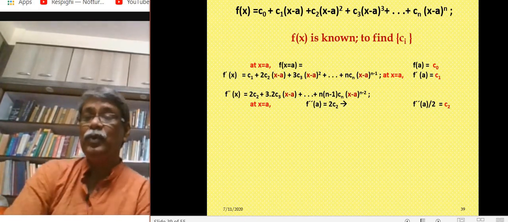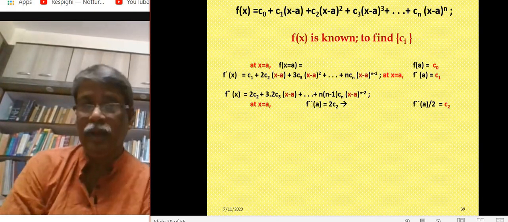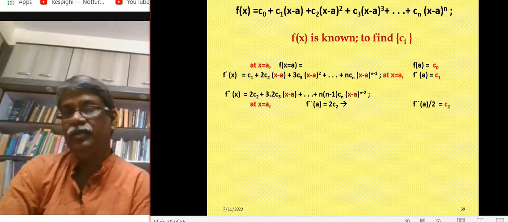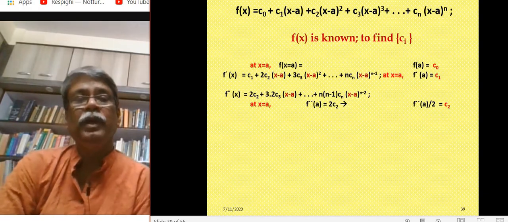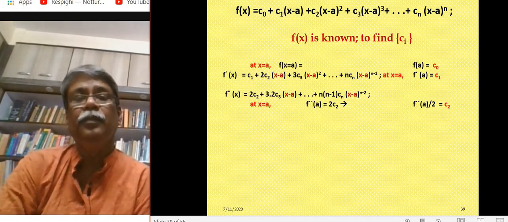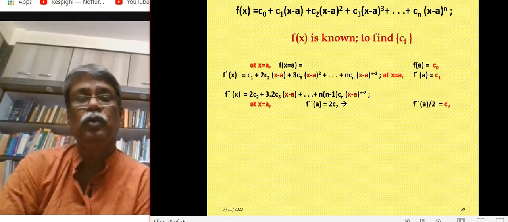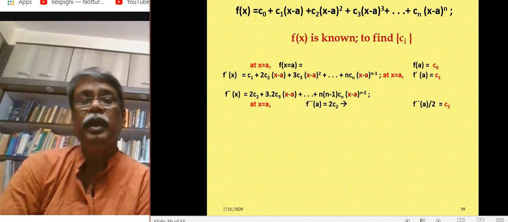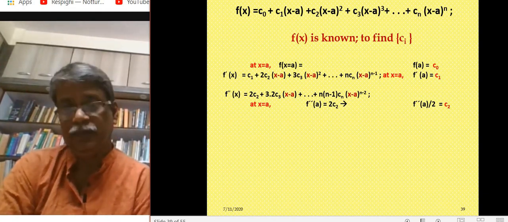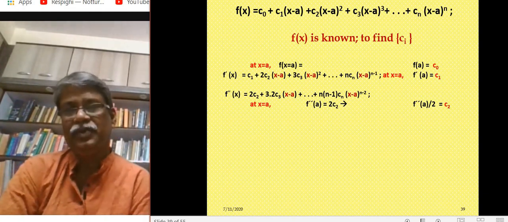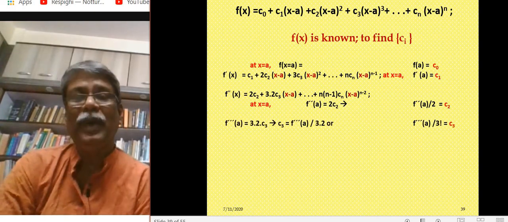So maybe now you can be excited that okay, enough is enough, I've got the final generalized pattern. That is, c0 is f(a), then f prime a, then f double prime a by 2. It was initially f double prime a by 1, now 2. So c3 is going to be f triple prime a by 3. The anticipation may go along that line, but let us check.